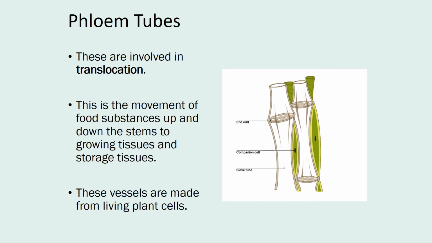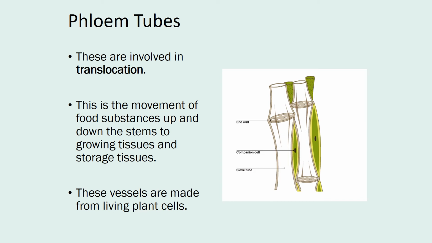is called translocation. So transpiration is to do with water and the xylem tubes. Translocation is to do with the phloem. So this is the movement of food substances up and down the stems to growing tissues and storage tissues. So things like potatoes are a way of storing glucose in the form of starch. They don't just grow them for humans to eat, they are there to store that excess food.